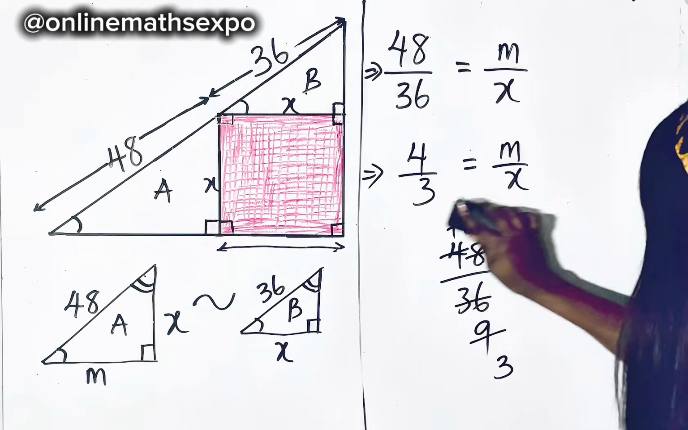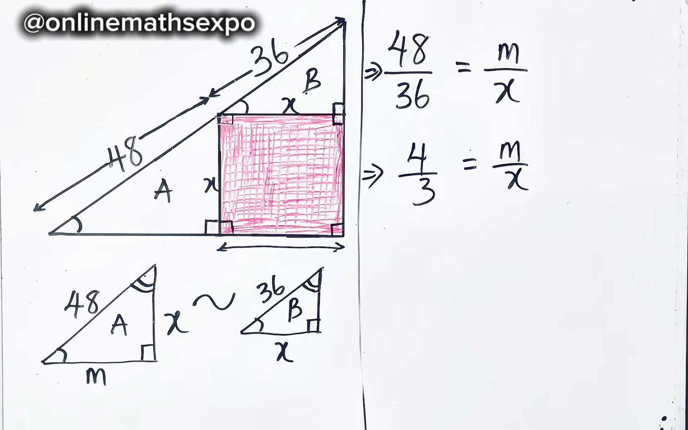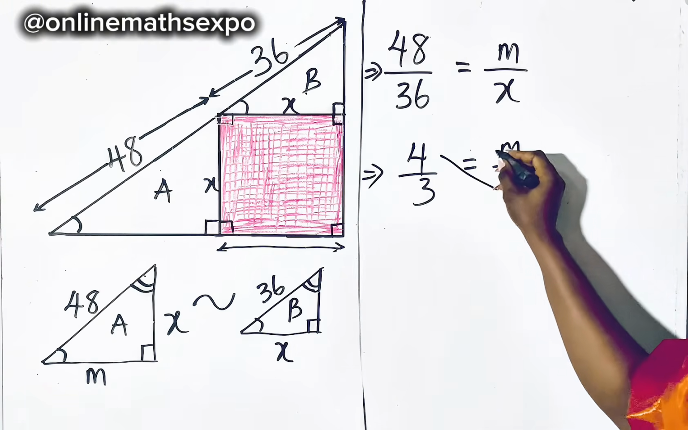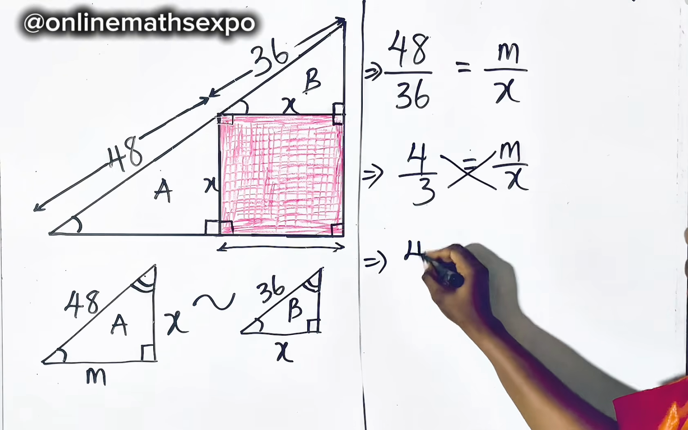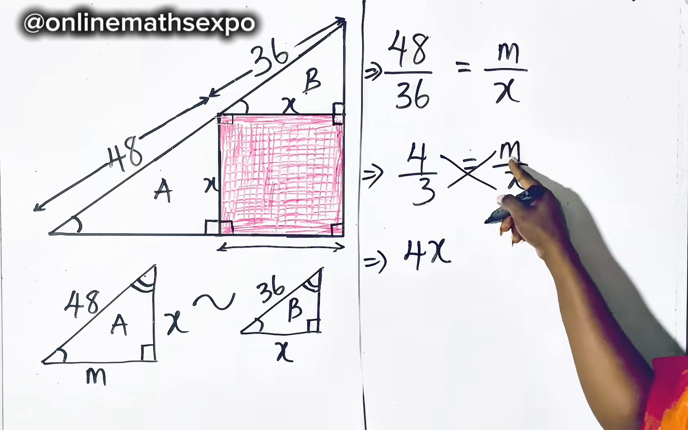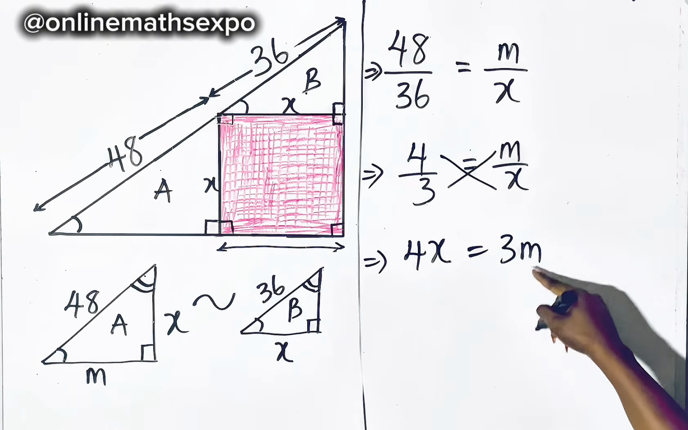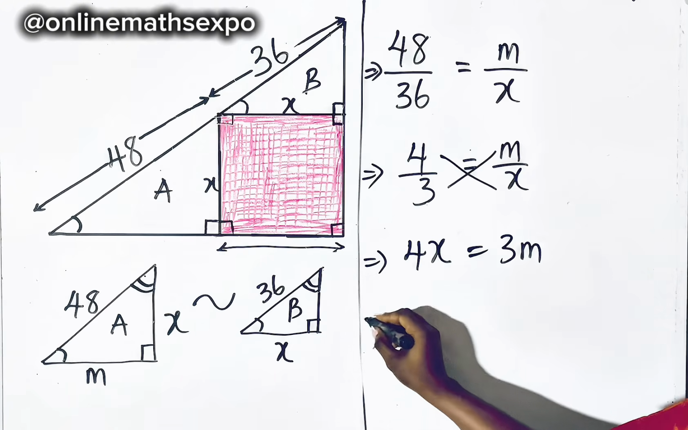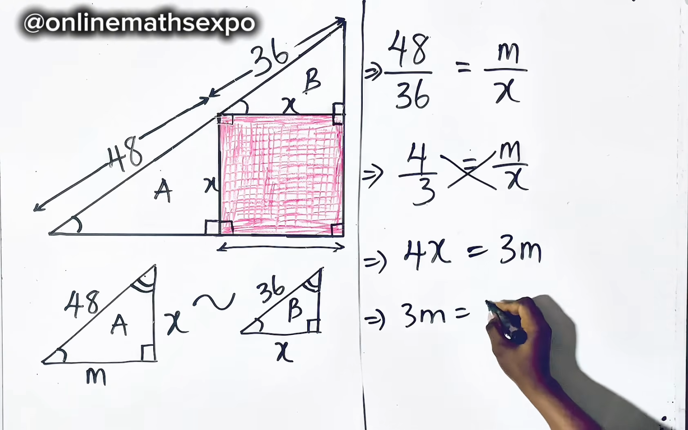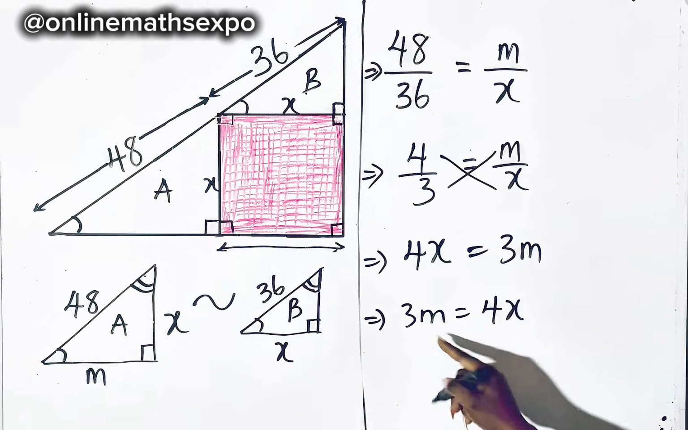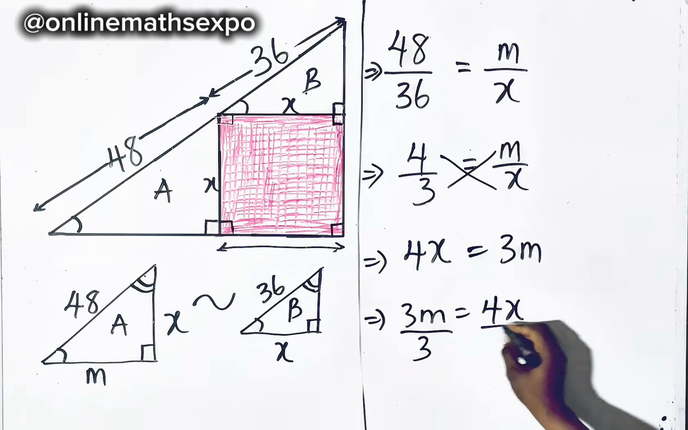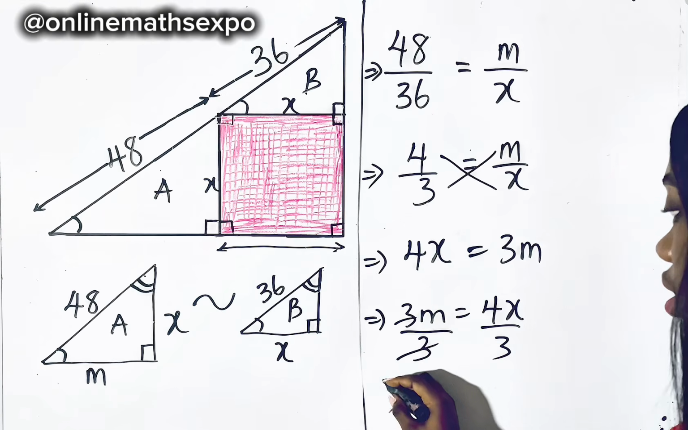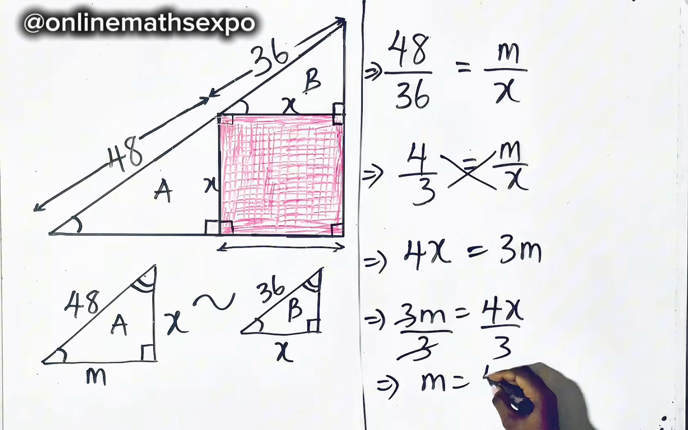Now what should we do next? We keep simplifying. Let's cross multiply this. Multiply this, it gives you 4x, multiply this, it gives you 3m. What we are targeting is this m. So it means that 3m is equal to 4x. So what do we do? To get this m, remove this. Because they are multiplying, the opposite is to divide. So this divides this, and that gives us m equal to 4x divided by 3.